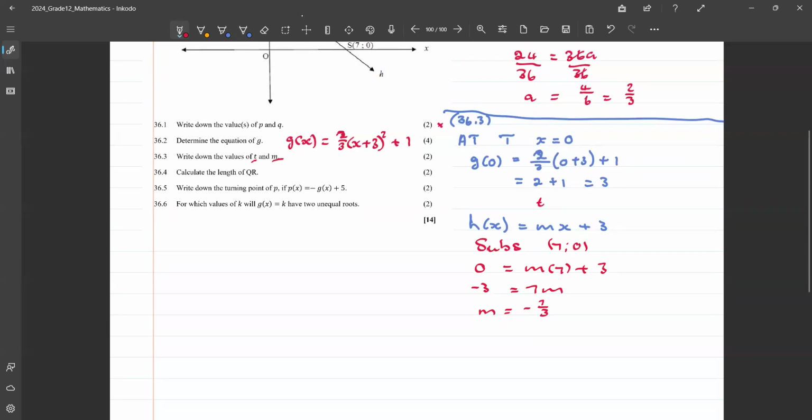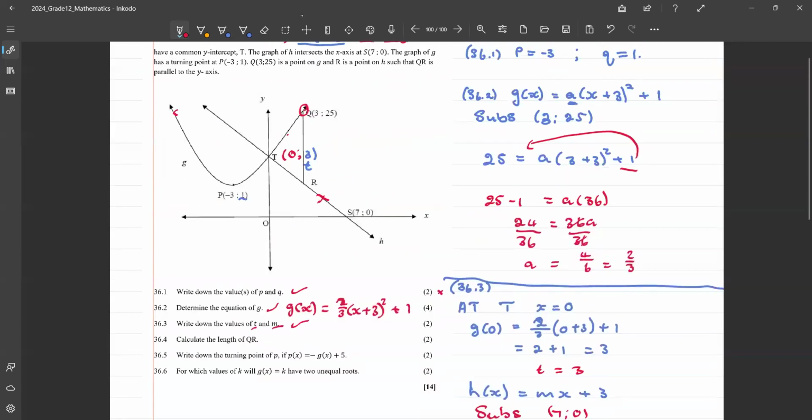Here we know that t is going to be the value of 3, and m is the value of negative 7 over 3. You don't necessarily have to write the equation. All right, next question. Calculate the length of QR.